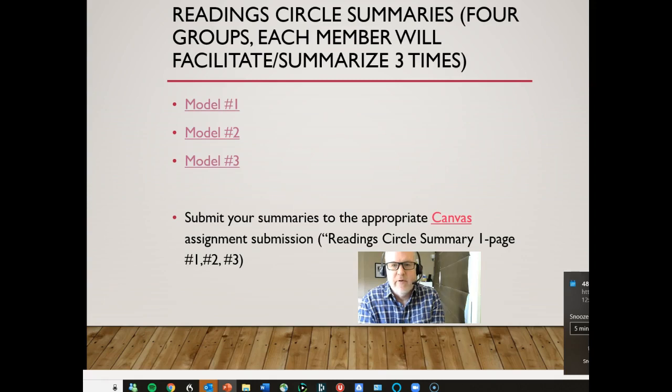And finally, on this slide, it's just a reminder to submit your summaries to the appropriate Canvas assignment. So when you are the facilitator, your first time that you facilitate, you'll submit to number 1, second time number 2, that's like about mid-quarter, and toward the end of the quarter, your third synthesis or summary.